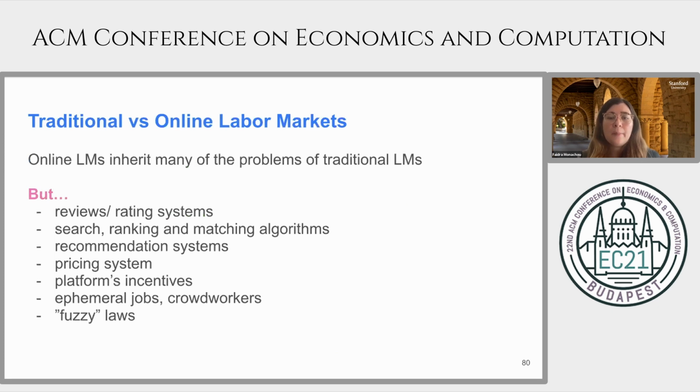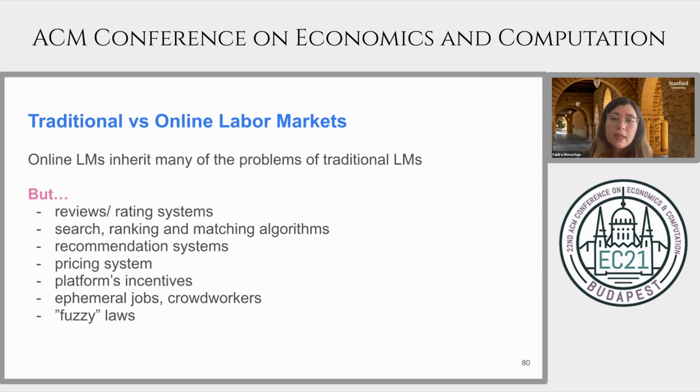Okay, so online labor markets indeed have many of the problems of traditional labor markets, but there are also several things that work quite differently in online spaces. So at a high level, the big difference is, of course, the presence of a centralized platform, which makes design decisions, sees users' information, and even influences the decisions of the users in a direct or indirect way through all the systems. Like through review and rating systems, search, ranking, matching algorithms, and recommendation systems. The pricing system may also play an important role in these labor markets.